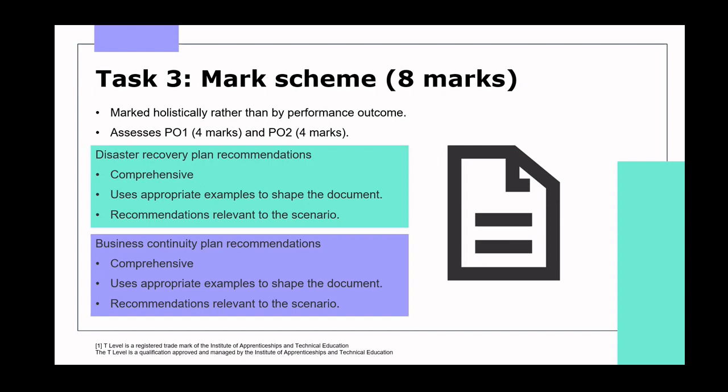And in line with task 2, this one is also marked a bit more holistically. So examiners are looking for well-written and comprehensive recommendations. As well as that, a few appropriate examples to help give it a bit of shape to the document, help give that context, and making it very relevant to the brief as well.